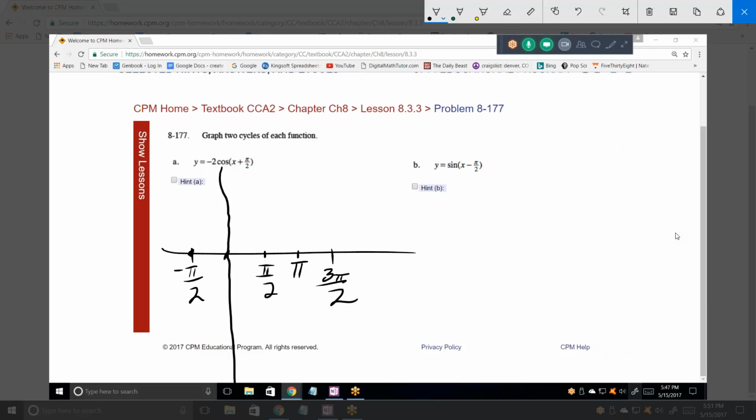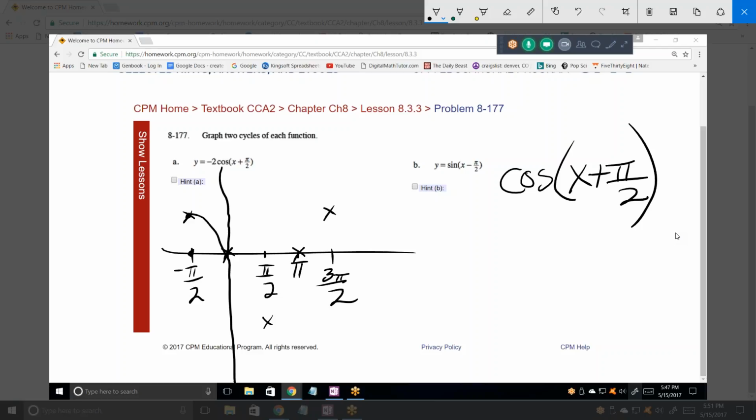In other words, if I was drawing just cosine of x plus pi over 2, I could now do it. I would start, cosine always starts at its maximum. It goes through the first quarter point, through the x-axis, goes down to its minimum at the next quarter point, comes back through the x-axis at the third quarter point, and finishes at the fourth quarter point. Now all I got to do is connect the dots with a cosine looking curve.